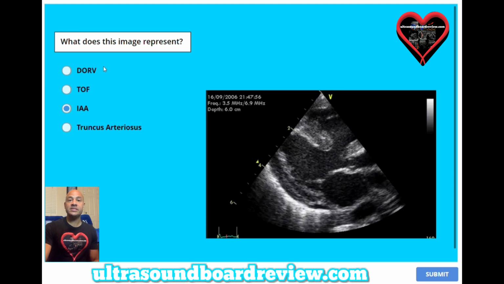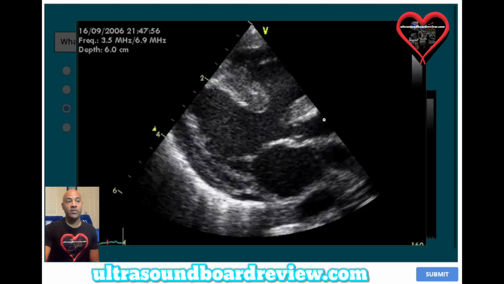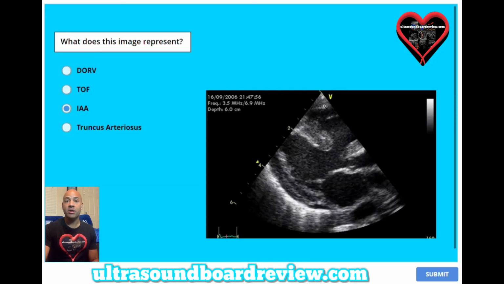And a way you can tell that this is interrupted aortic arch and not double outlet right ventricle or tetralogy of Fallot is look at the aorta. This is hypoplastic, which is common with interrupted aortic arch.